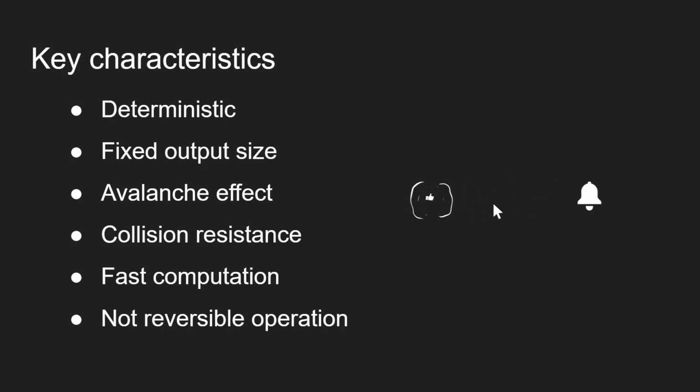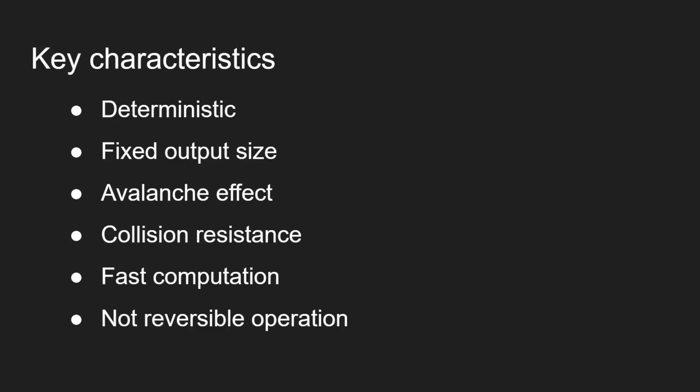A hash function should be deterministic, which means that we will always get the same output for the same input. Output size should be fixed, which means that no matter how long the string or text or whatever we are going to hash is, the result should always be the same size.